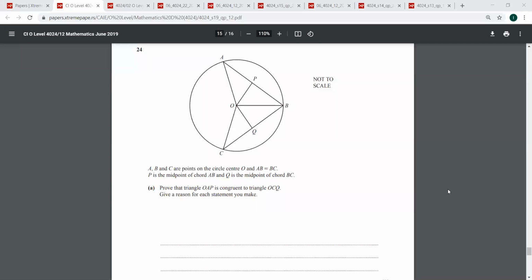Okay, now these are the questions on the similarity and congruence past paper questions. Now look at this question. It says A, B, and C are points in circle where AB is equal to BC. So we are given AB equal to BC. All this AB is equal to this BC. Okay, just for the reference, I'm doing this.